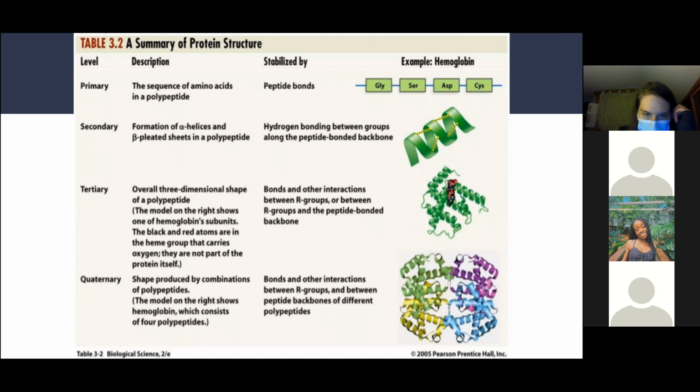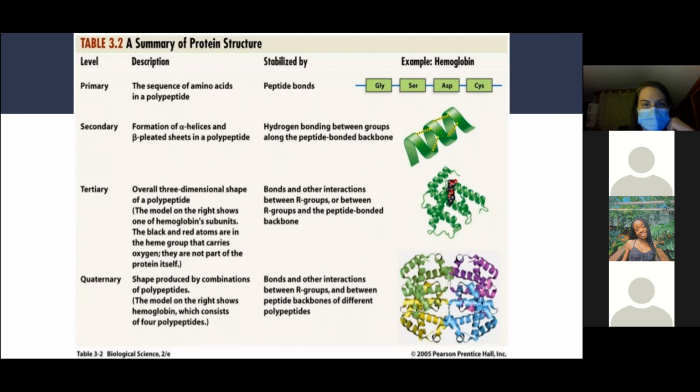Not every protein has a quaternary structure, but if it does, it's just going to be a combination of different polypeptides. And again, these are your subunits, not to be confused with your domains. Subunits are just sections of polypeptides or polypeptides themselves. And they're stabilized by bonds and other interactions between R groups, and between R groups and polypeptide backbones of different polypeptides. So yeah. Any questions there?